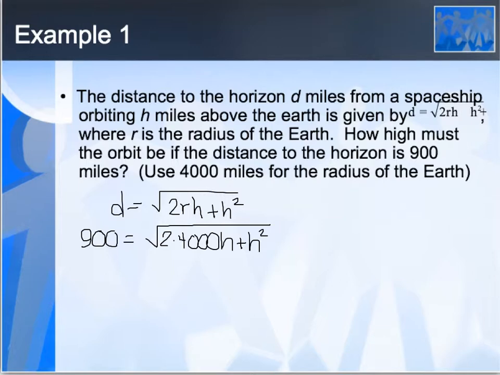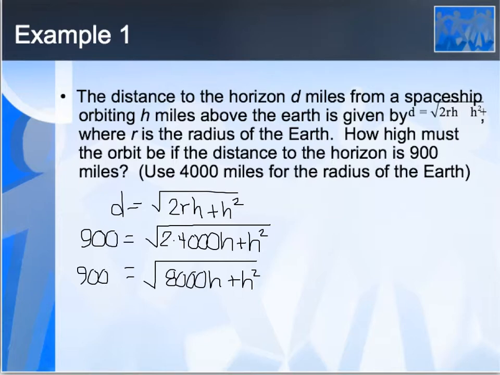So where we would begin would be in just simplifying what we have underneath the radical here. 2 times 4,000 is 8,000. So I have the square root of 8,000h plus h squared, and that's equal to 900.